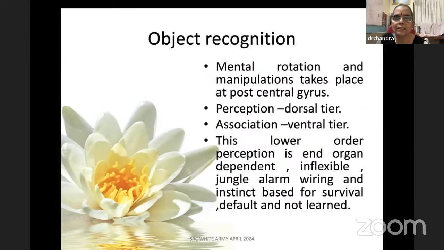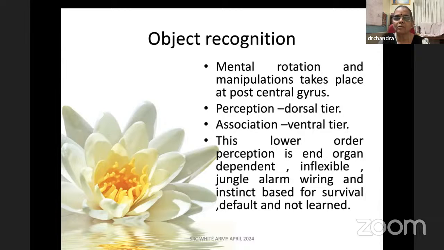And mental rotation and manipulation takes place at the post-central gyrus. For example, if you see a person in front of us, we see the front of that person, we see the side of that person. We do not see the back. So that is the limitation of our lower visual organs, only 2 dimensions. But by mental rotation and manipulation, we have seen the third side of that person and you reconstruct it. That is called mental rotation.